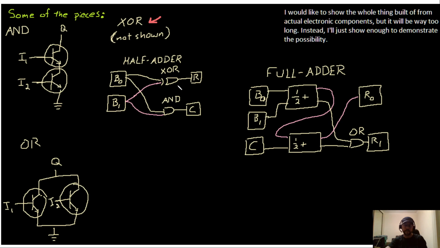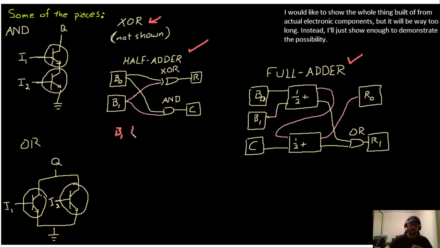Now, building transistors, each of these here is built up of quite a number of transistors. And so this is called a half adder, which is this right here. So this is built out of two half adders and one OR gate. The half adder is built out of one XOR gate and one AND gate.